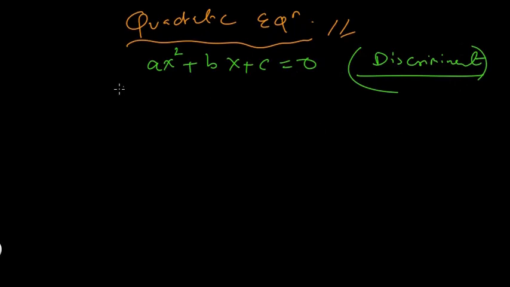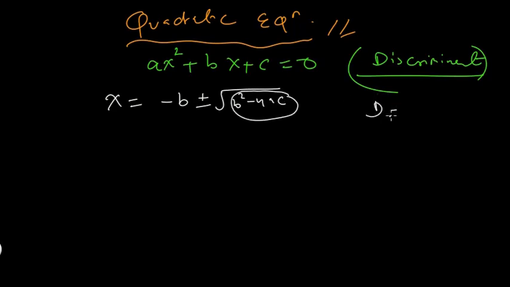So from the discriminant method, the roots are found through the formula x = (minus b plus or minus under root b square minus 4ac) divided by 2a, where b square minus 4ac is also called the discriminant D. The value inside the root is b square minus 4ac, right? So these are two roots. One is plus, one is minus.